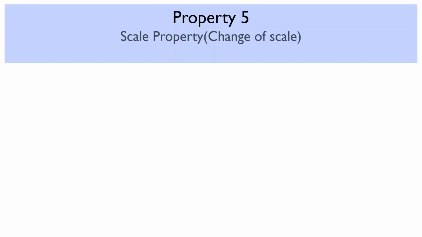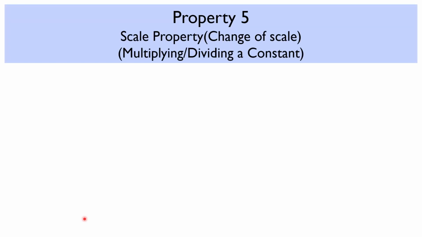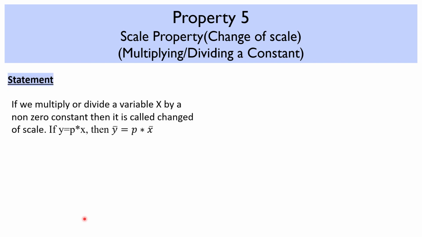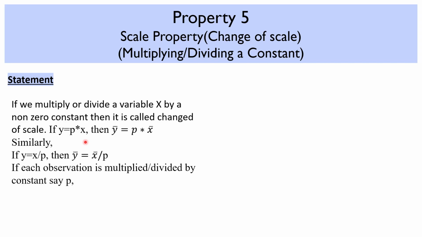Property 5, scale property, change of scale. If we multiply or divide a variable x by a non-zero constant, then it is called change of scale. If y is equal to p into x, then y bar will become p into x bar. Similarly, if y is equal to x upon p, then y bar is equal to x bar upon p.